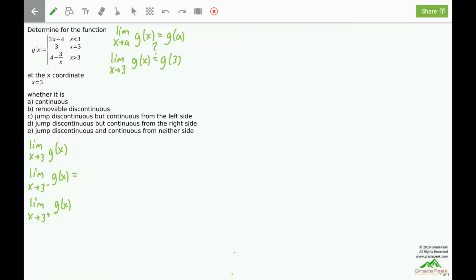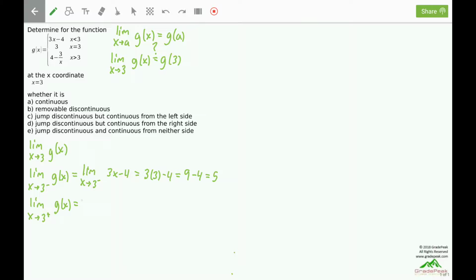Let's start with the left-sided limit. The left side of 3 on a number line means less than 3, so up here at the split expression function, we will use 3x minus 4 for g of x. We can now replace g of x with 3x minus 4. The next thing to do is try plugging a 3 in for each of the x's. That will give us 3 times 3 minus 4. 3 times 3 is a 9 minus 4. And 9 minus 4 is a 5.